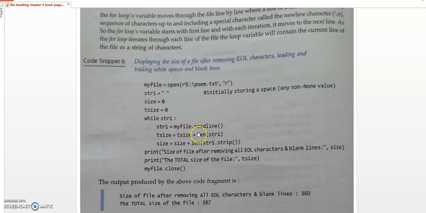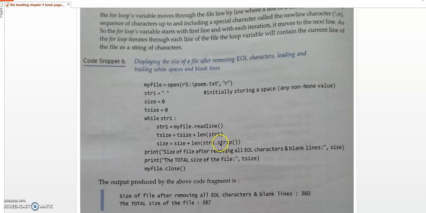Suppose the length of the first line is 10, then it will be 0 plus 10. The 10 will be stored here, and here the strip function will remove both trailing spaces and leading spaces. Leading spaces are present on the left-hand side, and trailing spaces on the right-hand side, and all EOL, that is end of line characters, will also be removed. It will remove all blank lines and end of line characters also.